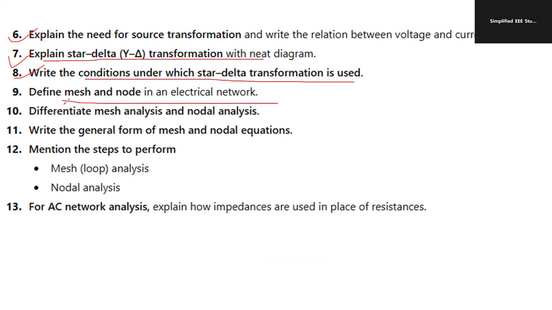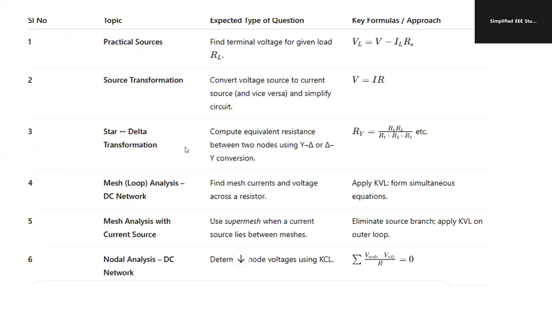Define mesh and node analysis. What are the rules? You have to study the rules to solve the problems. Then differentiate mesh analysis and node analysis with the equations and sufficient steps. Write the general form of mesh and node equations. For AC network analysis, explain how impedance is used in place of resistance, because if you are analyzing an AC network, we should have impedance instead of resistance.